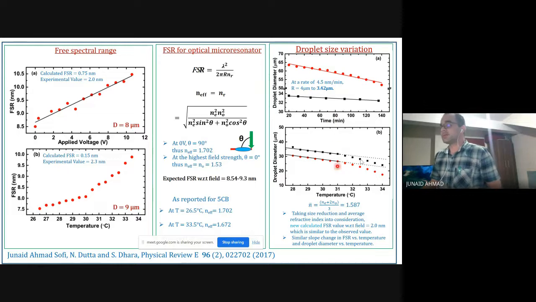So essentially, and similarly, you could see in case of temperature, the free spectral range increases slowly up to this junction. Then here it changes the slope and goes this way, which is quite closely reflected in this very diagram, where the droplet diameter as a function of temperature is measured. As you could see, it decreases slowly. Then here it changes shape and decreases rapidly. So in this work, we basically showed that the size degradation as well as the refractive index has a close bearing on the free spectral range as well.